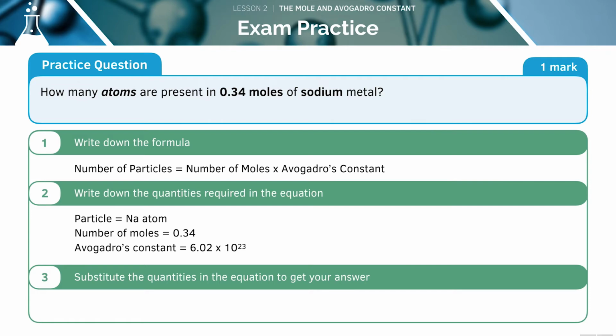Finally, we need to substitute the quantities into the equation to get our answer. So in this case, we would be doing 0.34 as the number of moles times Avogadro's constant, which is 6.02 times 10 to the 23, and this would give us a value of 2.05 times 10 to the 23 sodium atoms.